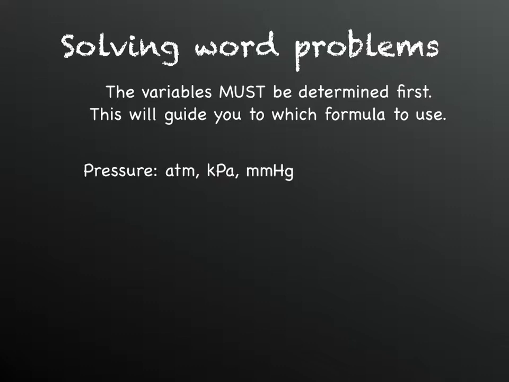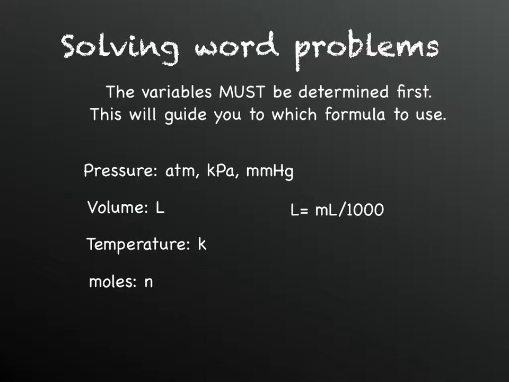Pressure is going to be measured in atmospheres, kilopascals, or millimeters of mercury. Volume will be measured in liters. Temperature in Kelvin, and the number of moles is the variable n. If we're given milliliters, you can change those over to liters by dividing by 1,000. If you're given degrees Celsius, if you add 273, that'll give you Kelvin.